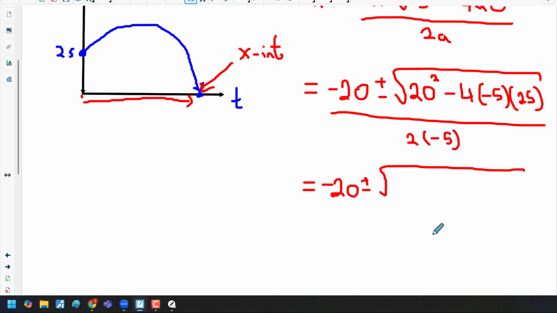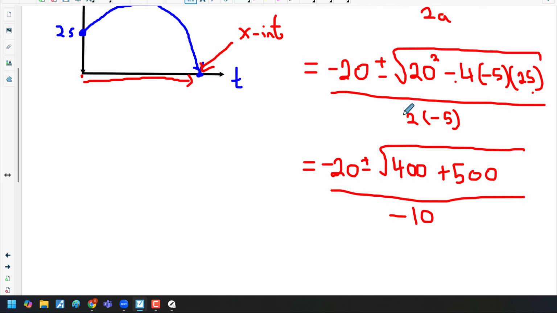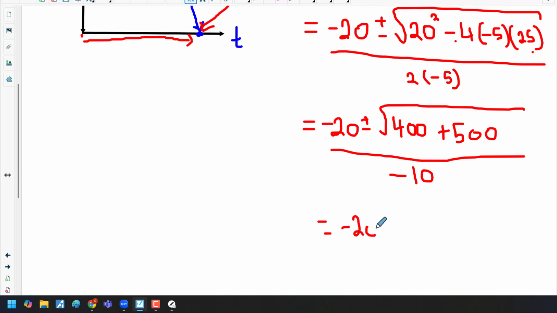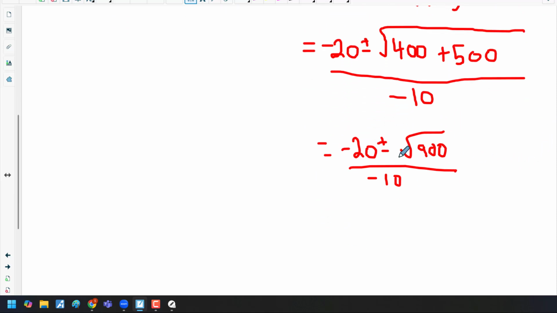20 squared is 400. And 4 times 25 is 100, times 5 is 500. And it's plus 500 because negative 4 times negative 5 is going to be a positive number. It's going to be positive 20, and 20 times 25 is 500. The denominator is going to be negative 10. So now we have an equation like this.